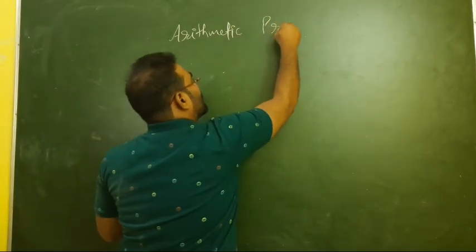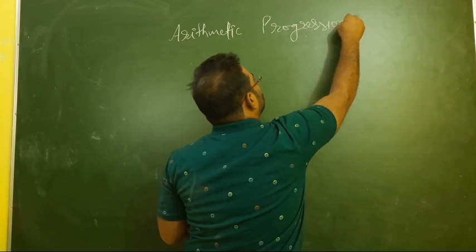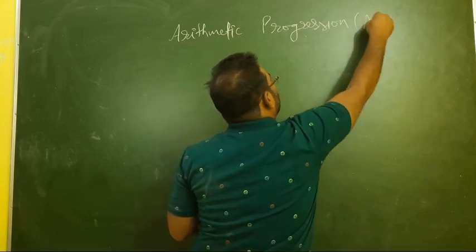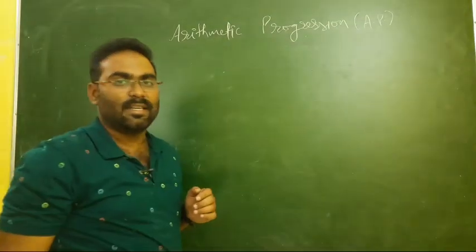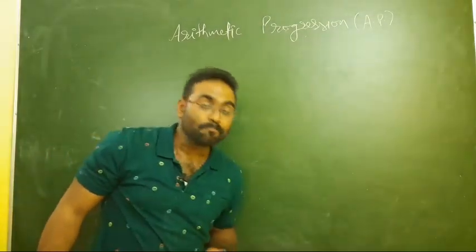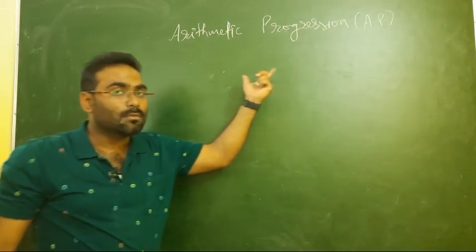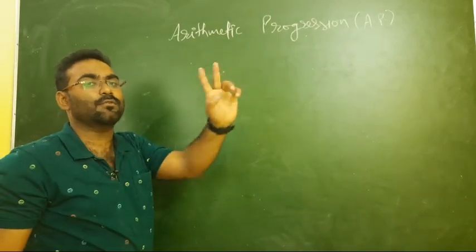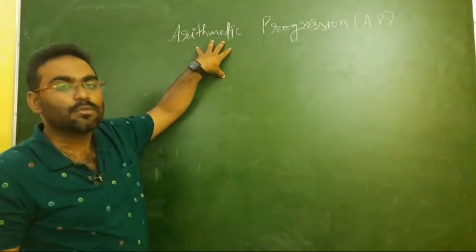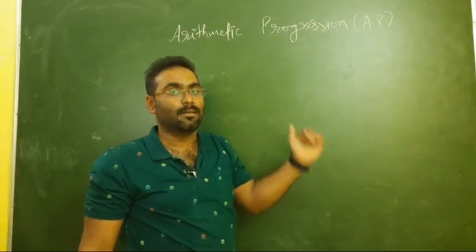So arithmetic progression is also known as AP in its acronym, in its short form. So students, what is arithmetic progression? As you see the word, there are two words. It's a combination of two words: arithmetic, that is related to numbers, and progression, that is something which is increasing.